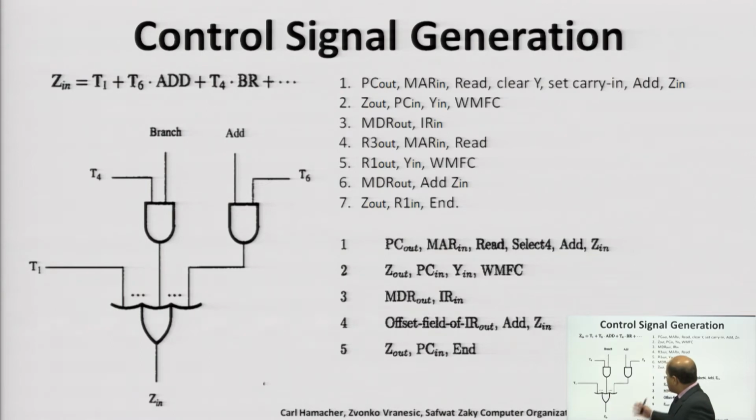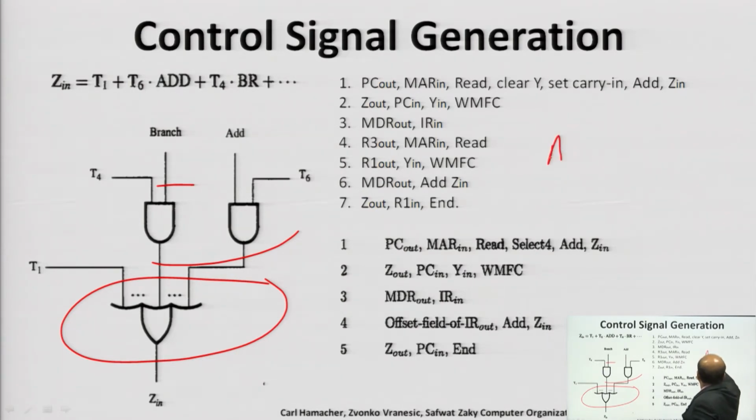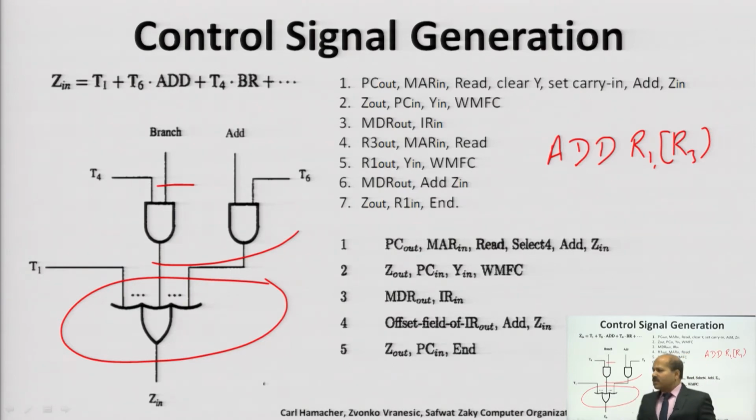So, let us see the internal architecture of this hardwired control. This is a combinational circuit of various AND and OR gates. Here you can see this is an array of OR gates and this is an array of AND gates. So, with the same example of the 7 steps, Add R1, R3, let us recall this example once again.